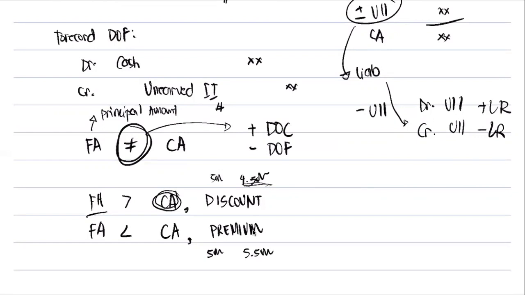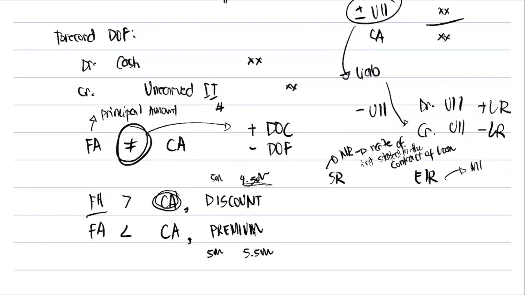So what is the effect of this difference between the face amount and the carrying amount on our stated rate and effective interest rate? So we have here a stated rate and an effective interest rate. What is the stated rate again? This is also known as your nominal rate. This is the rate of interest stated in the contract of loan.